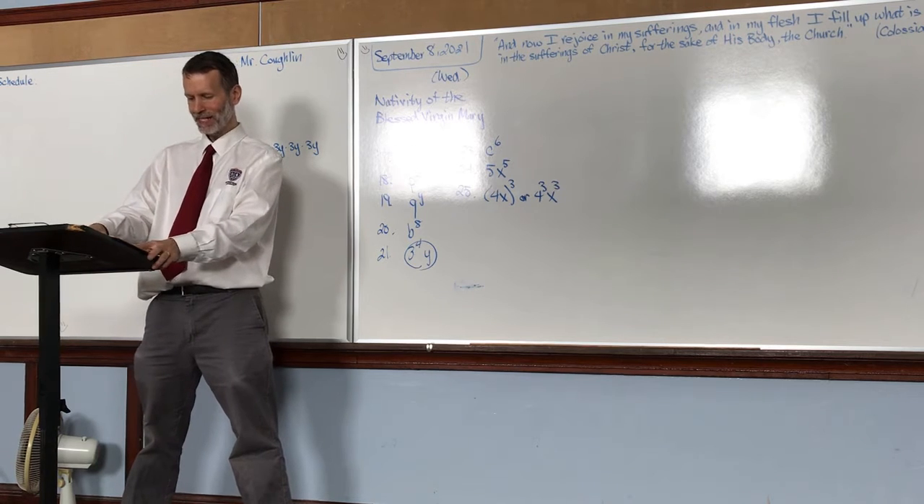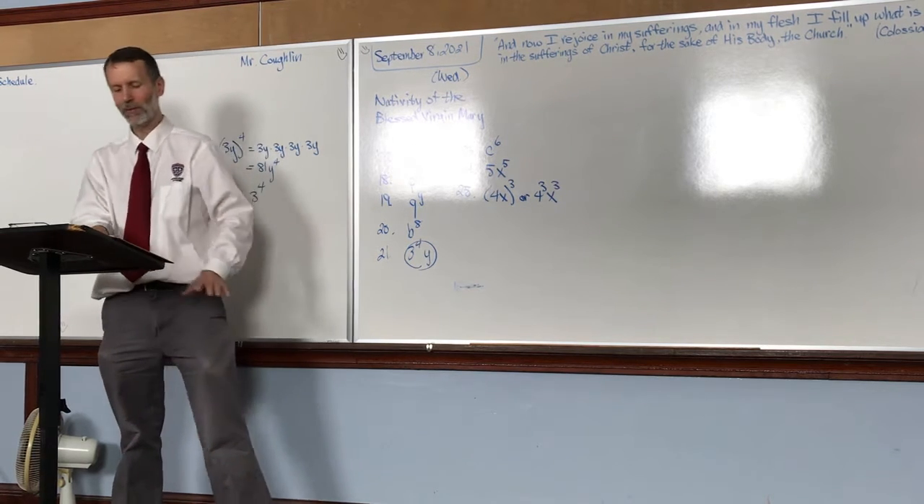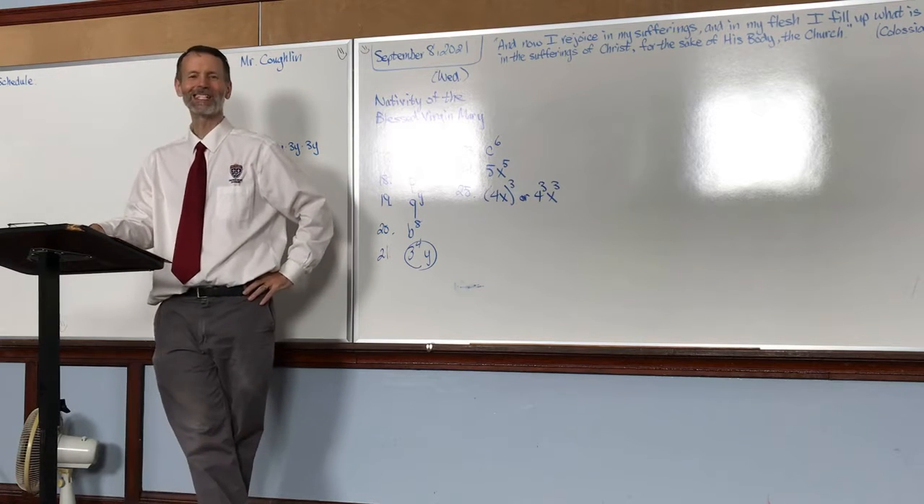38, c to the 6th when c is 2. They really want 2 to the 6th. So the answer is 64.